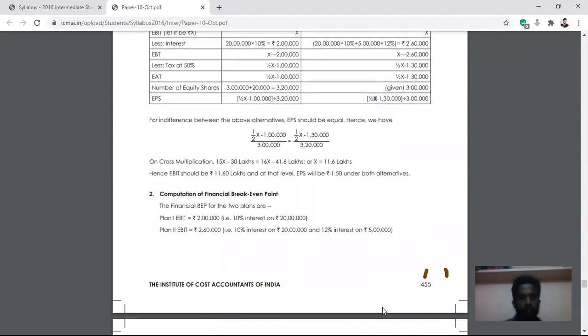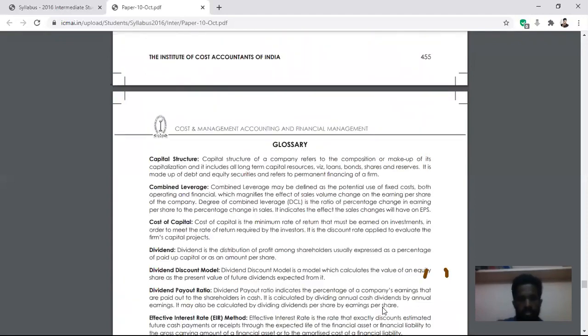Below that, computation of the financial break-even point. The financial break-even point is nothing but, for the two plans, what is the break-even point financially. For plan 1, EBIT is equal to 2 lakhs, that is 10% interest on 20 lakhs. And for plan 2, EBIT is equal to 2 lakh 60,000. That's all.